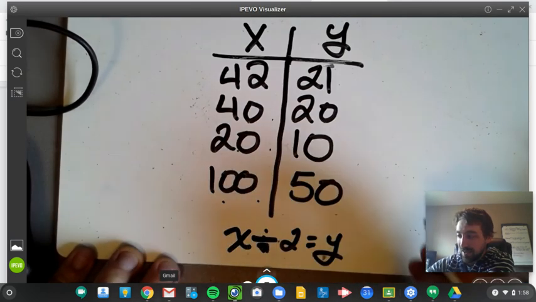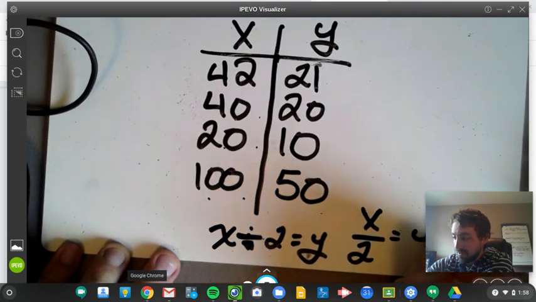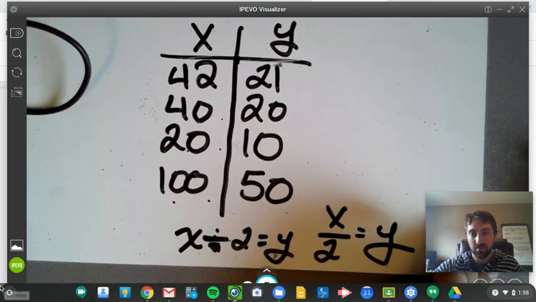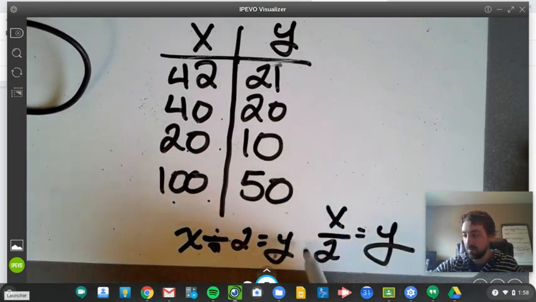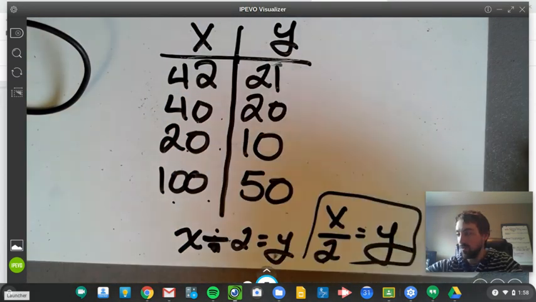So you can write it like that or write it like that. There you go. So both of these are the rule. The number, the input, X, divided by 2 gives us the output, Y.